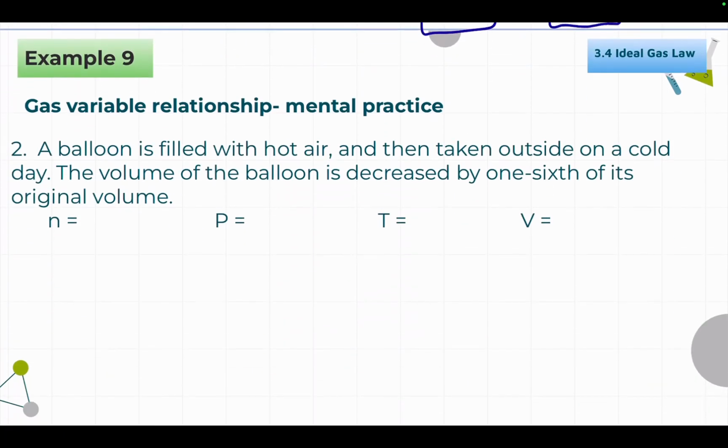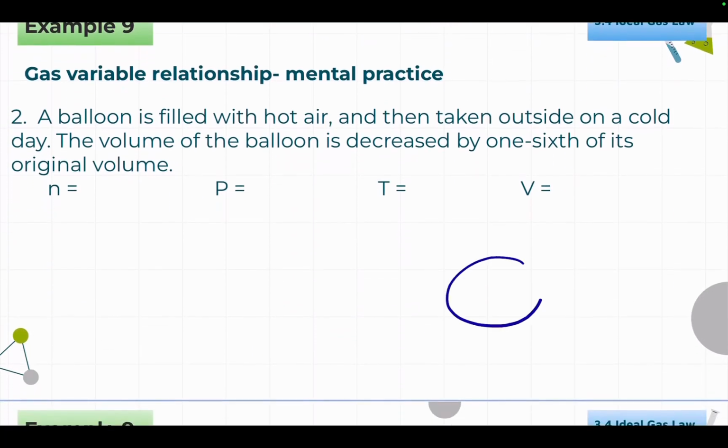Next scenario, you have a balloon that's hot on a hot day, and then you take it outside and it kind of shrivels into a smaller balloon. The volume of the balloon is decreased, so we know that. And then how are the other variables changing? So we know the volume goes down. We know that the temperature decreased by 1/6 because the volume and the temperature are directly proportional.